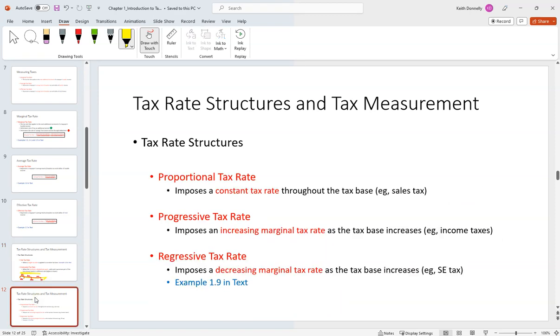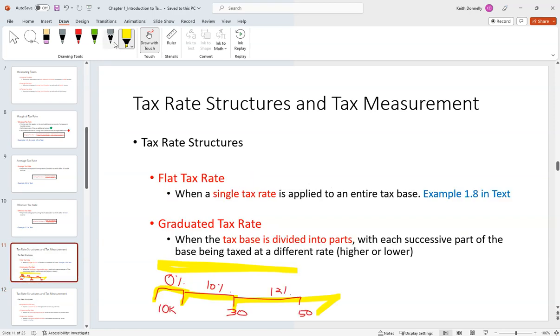In this way, there's a couple other ways we can describe taxes. It can be proportional, which is kind of like another way of saying a flat tax. It's going to be constant throughout. And then you have progressive versus regressive tax rates. Progressive is essentially where there are increasing marginal tax rates as the tax base increases. So here we're going from 0 to 10, and it keeps getting bigger. The more money you make, the next tax bracket is going to be bigger and bigger.